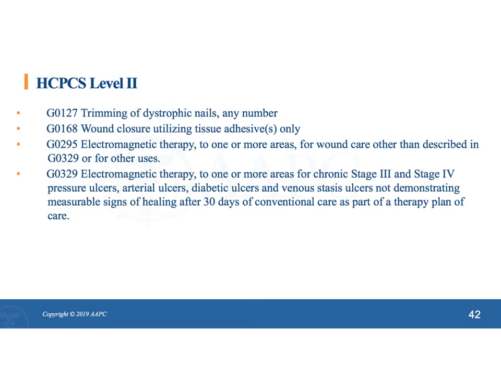G0329 is electromagnetic therapy to one or more areas for chronic stage 3 and stage 4 pressure ulcers, arterial ulcers, diabetic ulcers, and venous stasis ulcers, not demonstrating measurable signs of healing after 30 days of conventional care as part of a therapy plan of care.